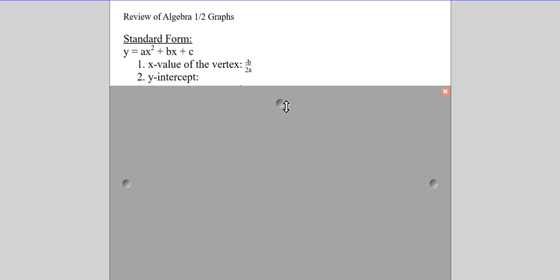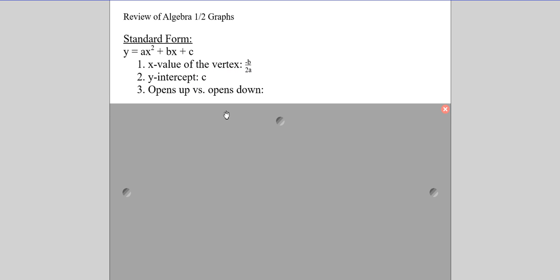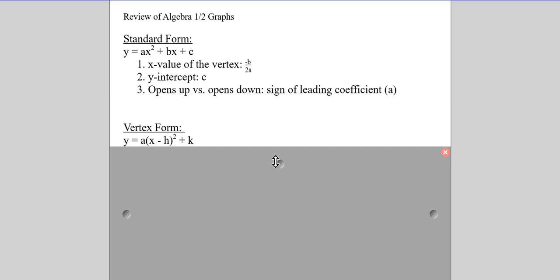Then we can also figure out our y-intercept. We know that because it's going to equal just c. And then we can also figure out if it opens up or down based on the sign of the leading coefficient. And the leading coefficient is a. So that's our first one. I want you to think for a moment, what can you find again from vertex form?